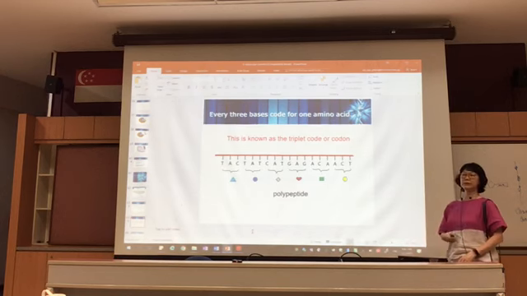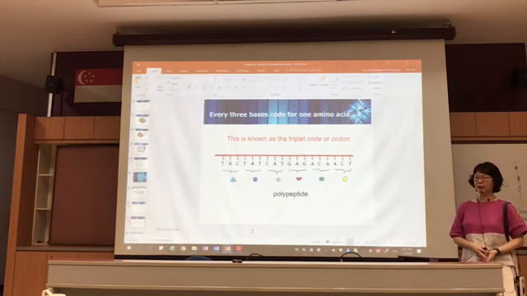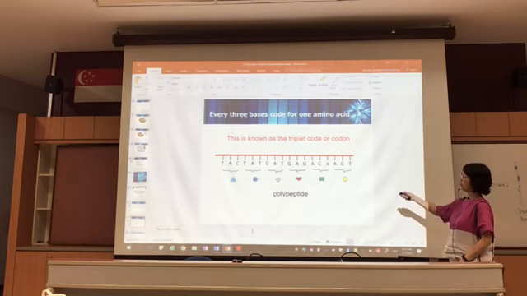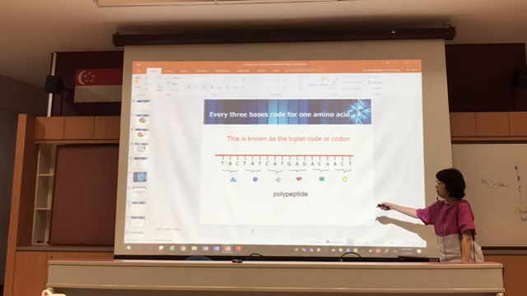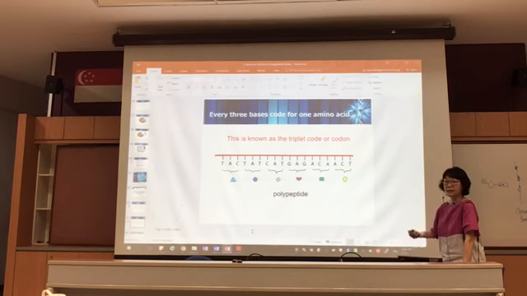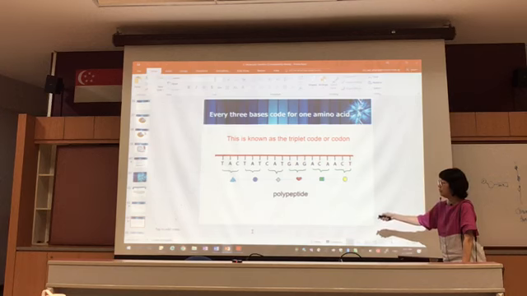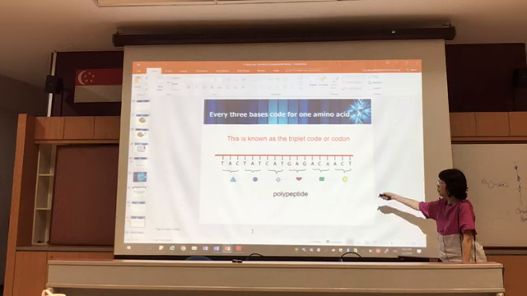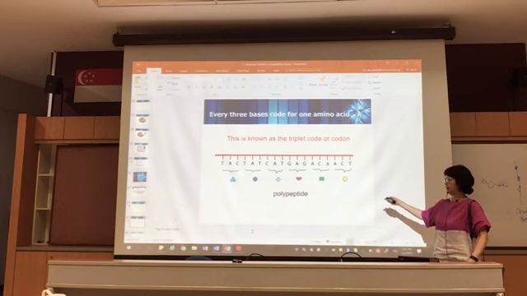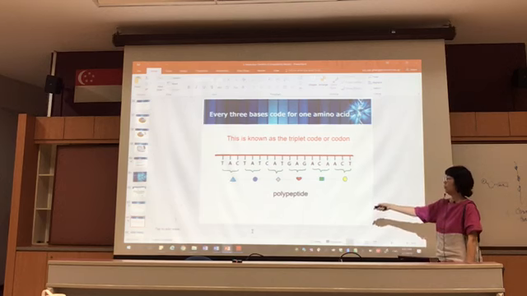Okay, next. How does this template code for the polypeptide? Now the code is written in the form of a triplet code. That means this is the template, right, that codes for the polypeptide. Triplet code means every 3 bases, TAC, code for 1 amino acid. The next 3 bases code for another amino acid. The third 3 bases code for another amino acid. So when this template is decoded, TAC will be decoded to give you this amino acid. TAT represents this amino acid. So during protein synthesis, these amino acids will line up according to the order in which the bases appear in the template. And then they're linked up by peptide bonds to form a polypeptide.